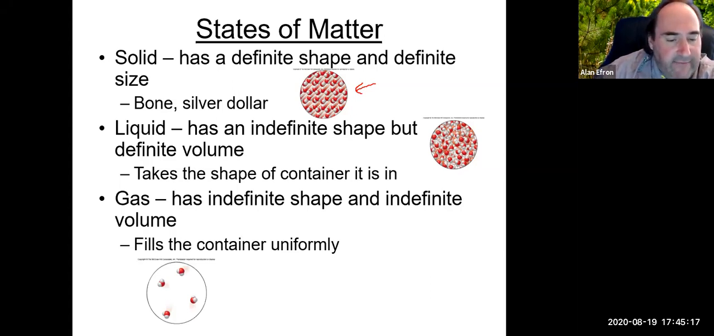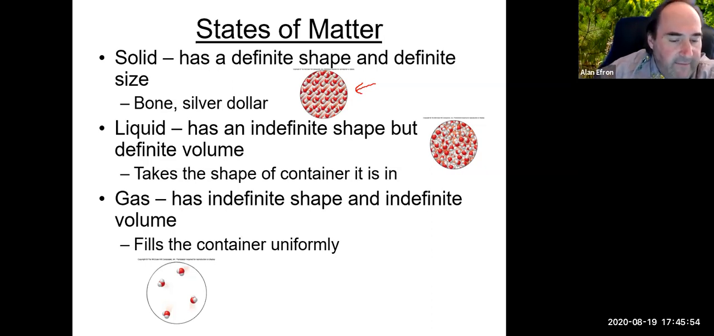Liquids, on the other hand, have an indefinite shape and a definite volume. What that means is they don't really have a shape of their own, but they typically will take the shape of whatever container they happen to be in. For example, if you have some water in a water bottle, the liquid will take the shape of the water bottle. If you pour the water into a trash can, it would take the shape of the trash can. If you put it into one of those silly straws that go around and around, it would take the shape of the silly straw.